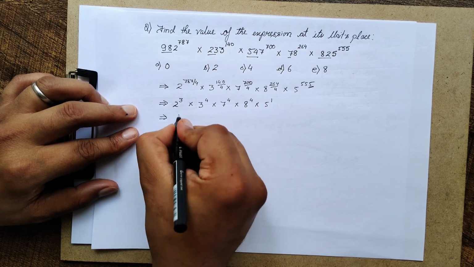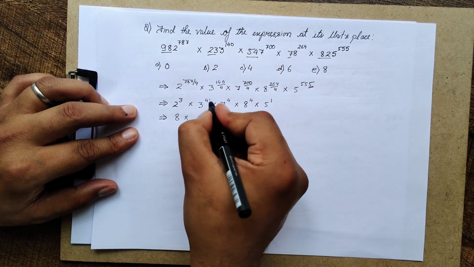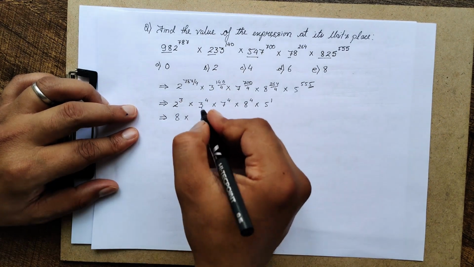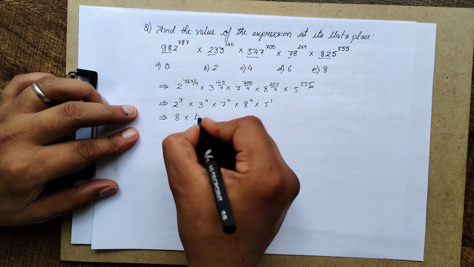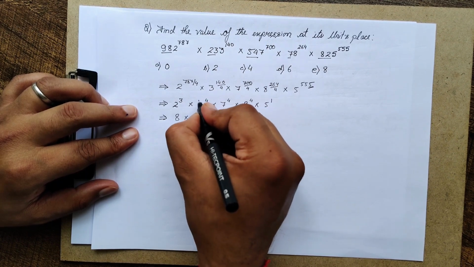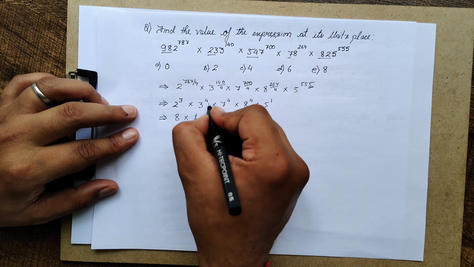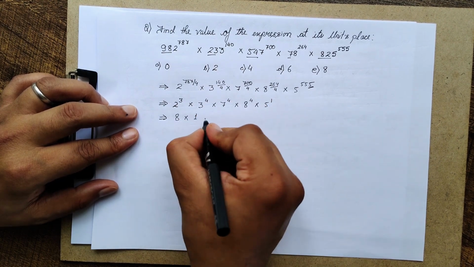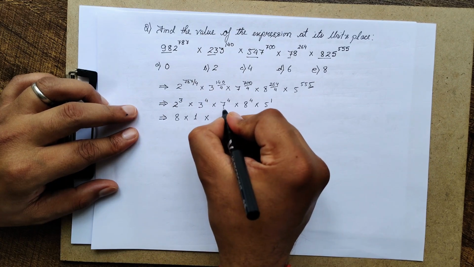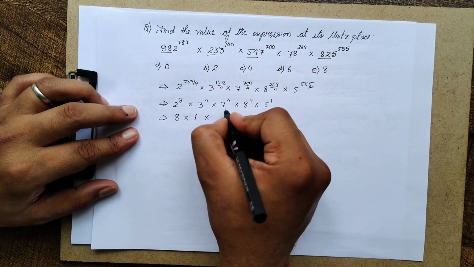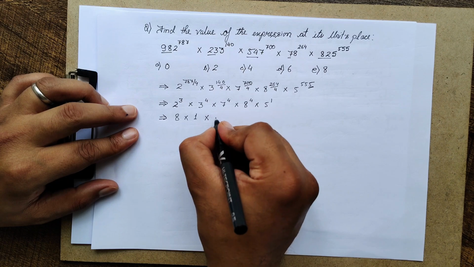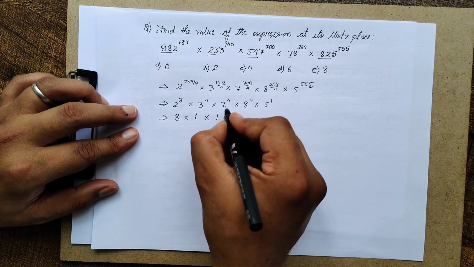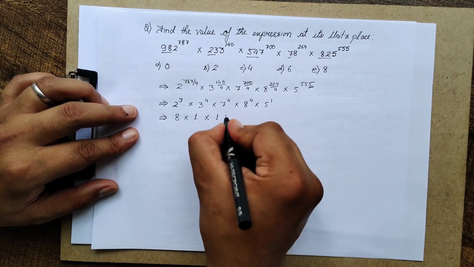Now we know that 2 to the power 3 is 8, 3 to the power 4 is 3 3 is 9, and 9 9 is 81, so 1. Or we can also take the last term of the cycle. So the last term of the cycle for 3 is 1, so 1 into last term of the cycle of 7, which is again 1, or 7 square into 7 square, so 9 9 is 81, so 1.